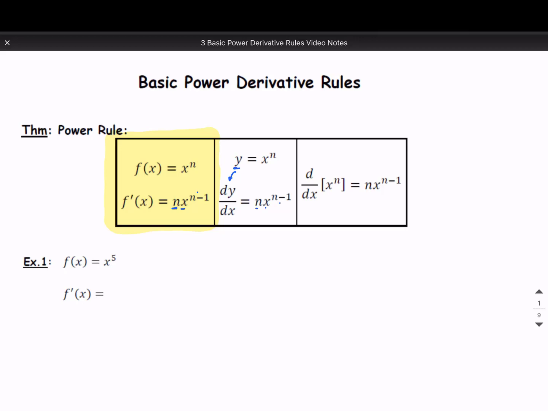Now the third way to write it is the derivative with respect to x of x to the n, and then it's the same rule. Bring down the exponent n, keep the base x, subtract 1 from the exponent. So for instance, if we have f of x is x to the 5th, we're going to bring down the 5, keep the x, and our new exponent, 5 minus 1 is 4. Ta-da! You've done the derivative.